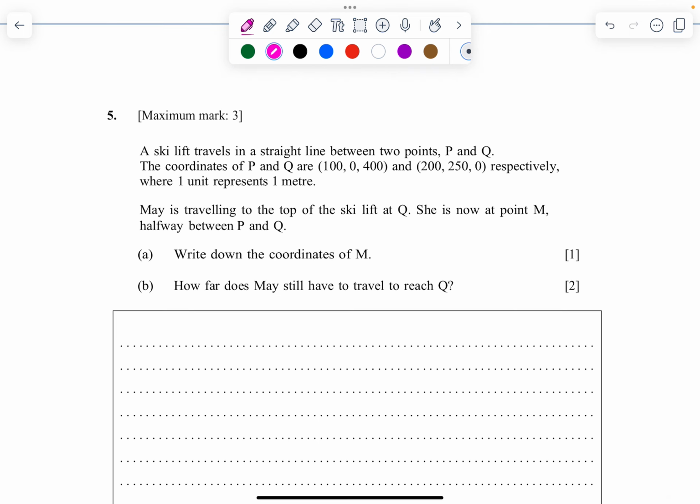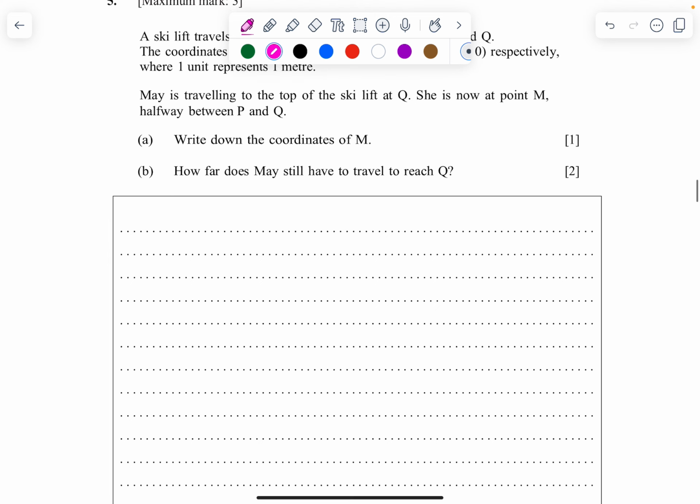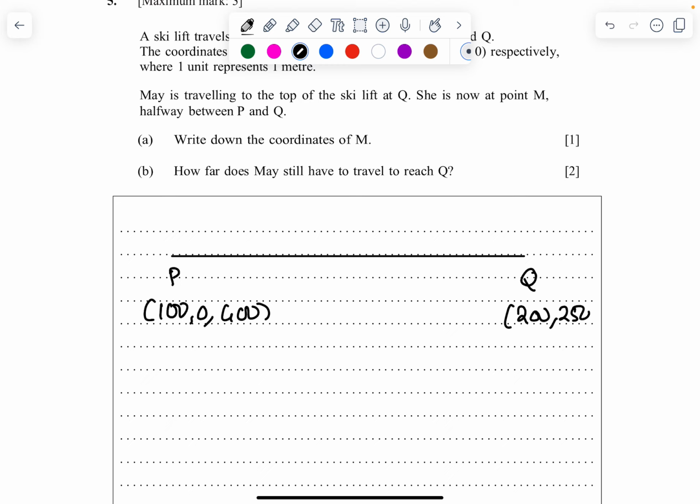Question number 5. A ski lift travels in a straight line P to Q. So there is P to Q. P is at 100, 0, 400. And Q is at 200, 250, and 0. May is traveling to the top of the ski lift at Q. She is now at M, which is midway. Now find the coordinates of M.